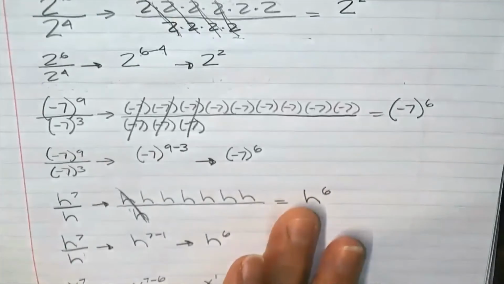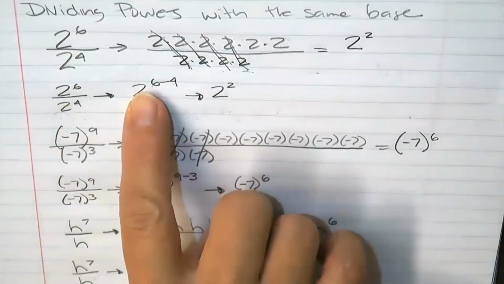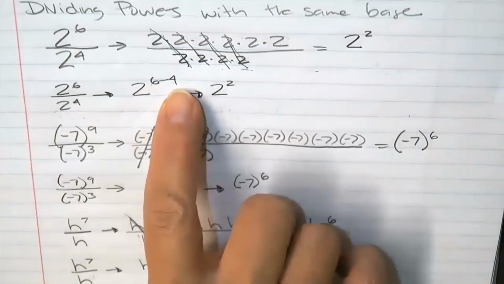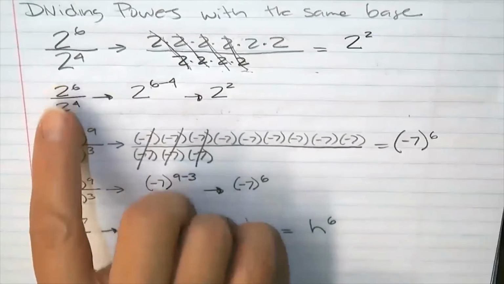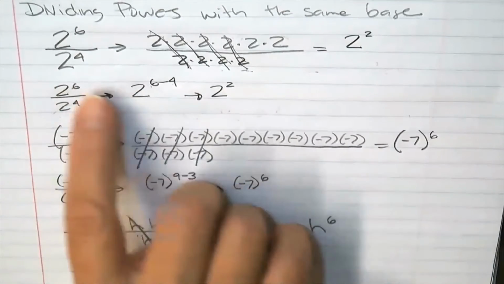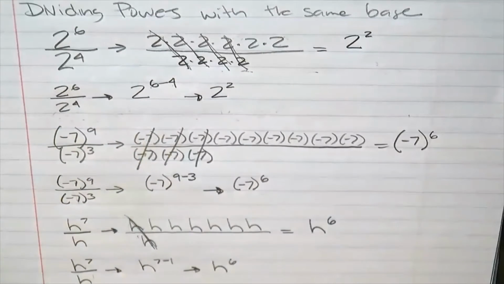So I think the quotient of powers property is relatively easy. We have our exponent in the numerator, and we're subtracting the exponent in the denominator, as long as our base is the same.